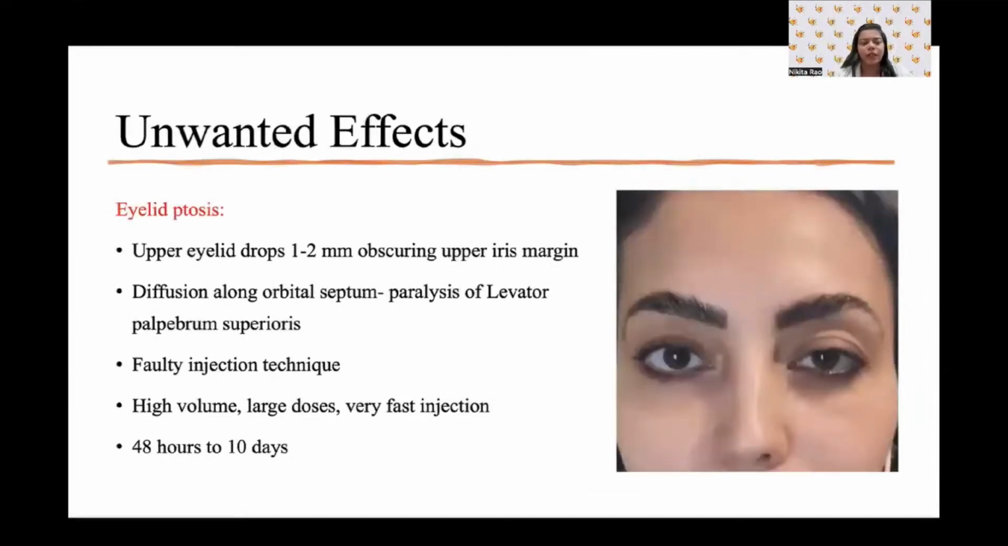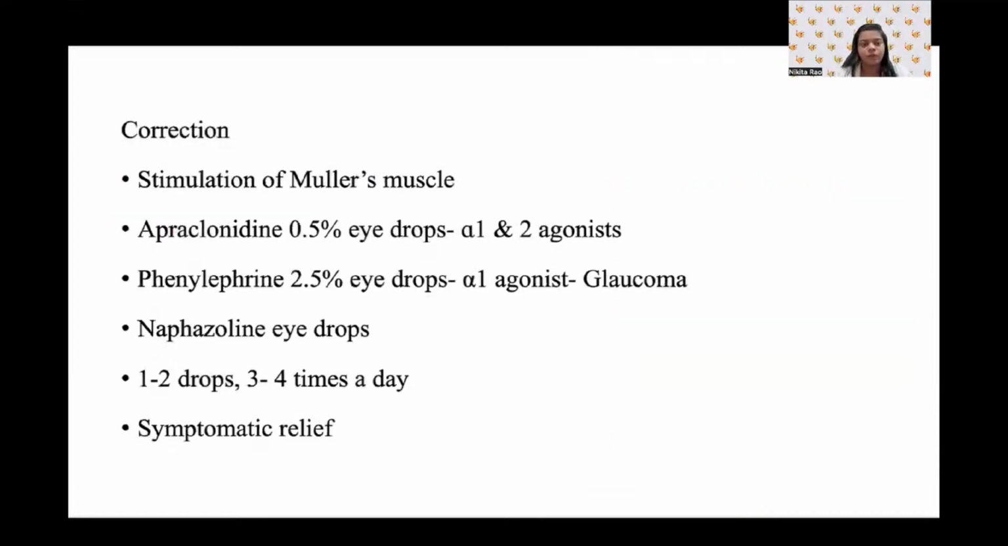Unwanted effects can be eyelid ptosis, where the upper eyelid drops 1 to 2 millimeter, obscuring the upper iris margin. Diffusion along the orbital septum, leading to paralysis of the levator palpebrae superioris, can occur in this. It mainly occurs due to faulty injection technique or high volume, large doses or very fast injections. It occurs within 48 hours to 10 days.